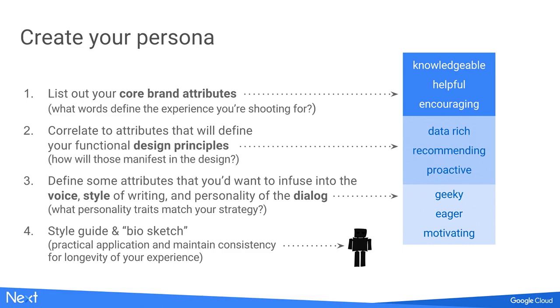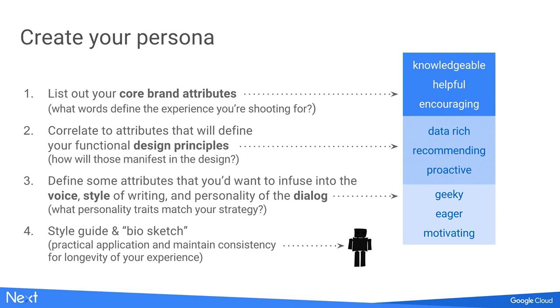So this is a process that we've laid down, and we've used it with many partners. It seems to work. First, we try to identify our core brand attributes. What is fundamental about our company or bot that we're trying to do? And so when Guillaume and I started working on this action, we wanted it to be knowledgeable, helpful, encouraging. That's kind of the experience we wanted out of it.